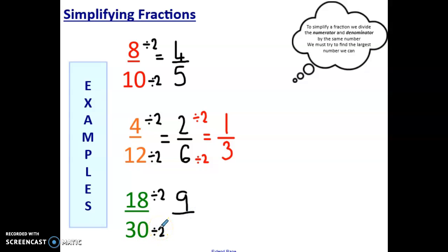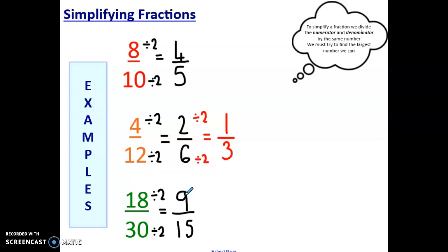This one won't be on your multiplication grid because it's too large a number. So you need to use a bit of thinking power and see if you can divide by 2. So halve 30. Well done. 30 divided by 2 is 15. Now in our previous example we could divide by 2 again, but I know from my rules of multiples that 9 and 15 are not in the 2 times table.